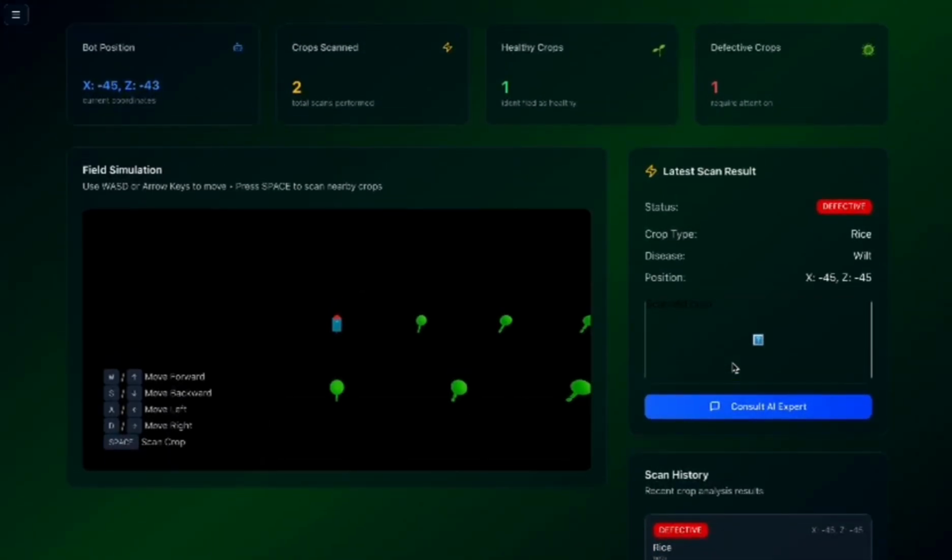Yeah, now after we leave that particular crop, we can see that all the infected crops which we marked are highlighted in red color. And once we decide this particular crop is infected, we use our chatbot or an AI expert to get expert assistance for how to treat the crop.